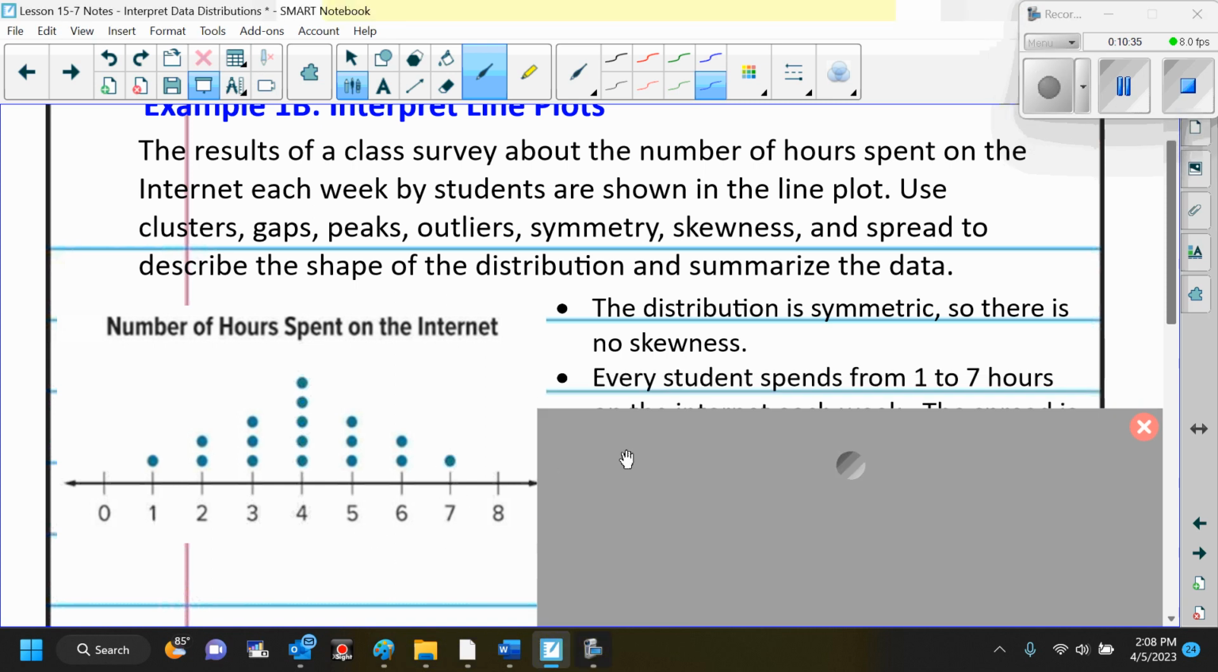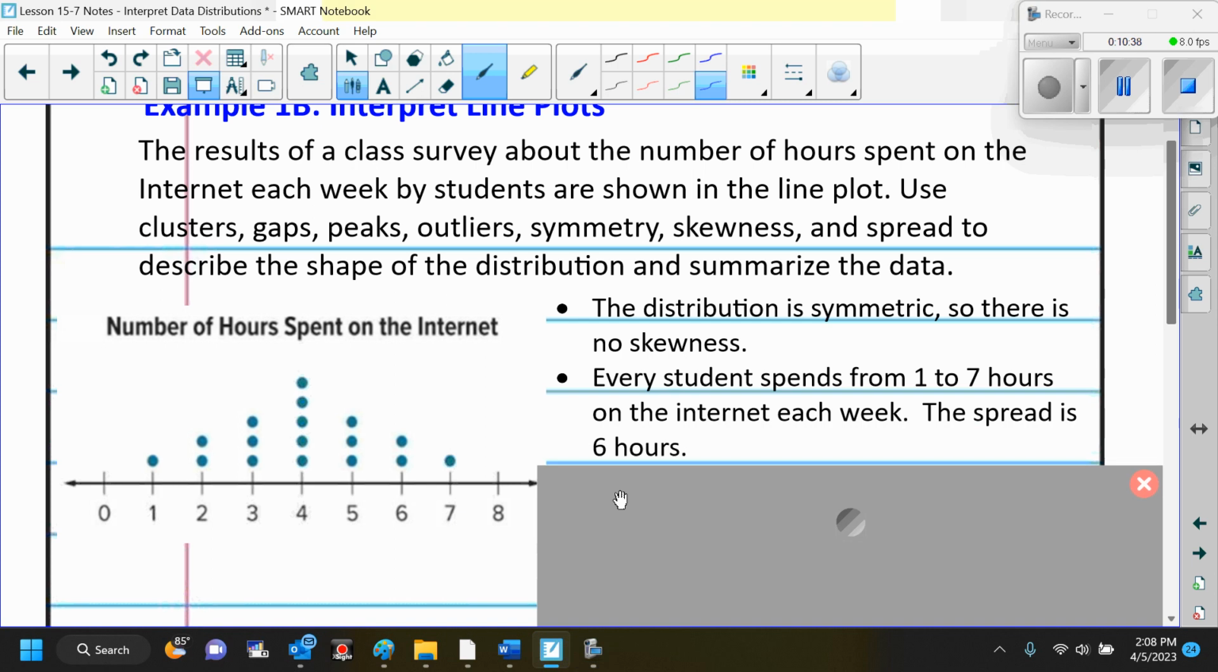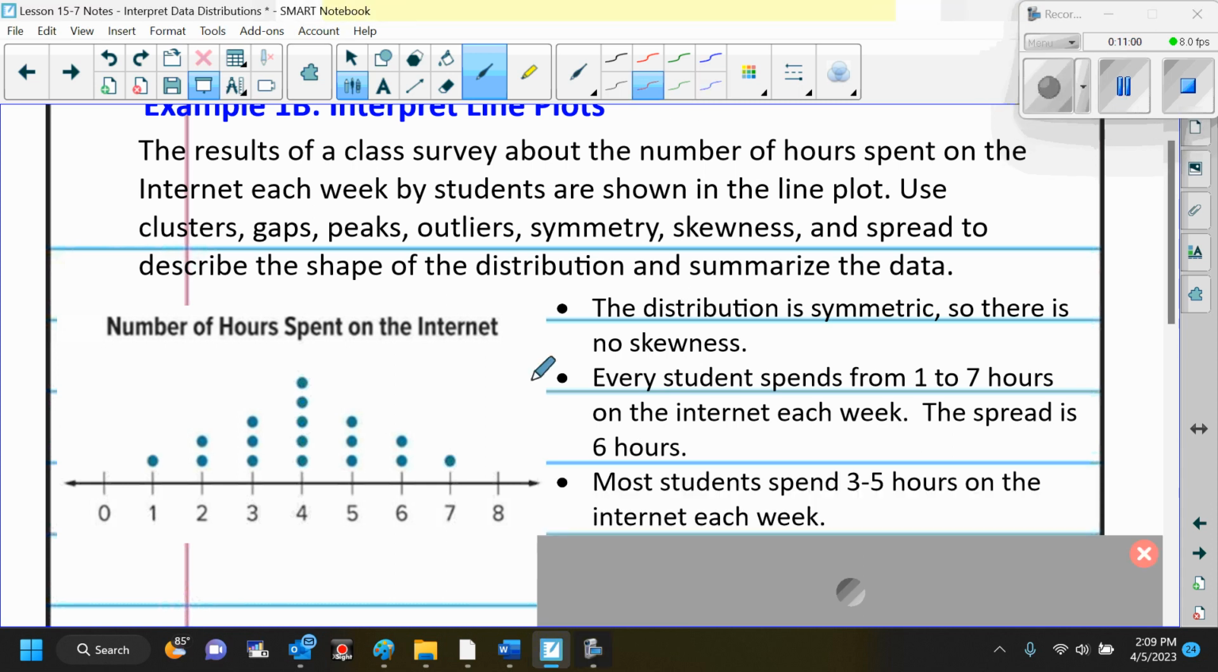So here, every student spends from 1 to 7 hours on the internet each week. So the spread, or the range, remember I said that's another name for the range, is 6. So that's the highest, 7 minus 1, that's 6 hours. So the spread is about 6 hours. Most of the students are right here, okay? So most of the students spend from 3 to 5 hours on the internet each week.